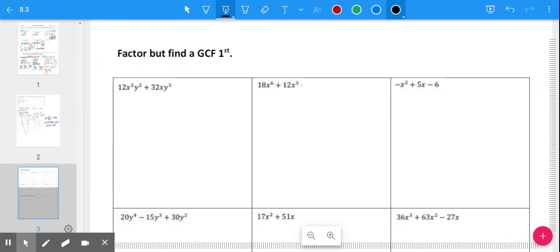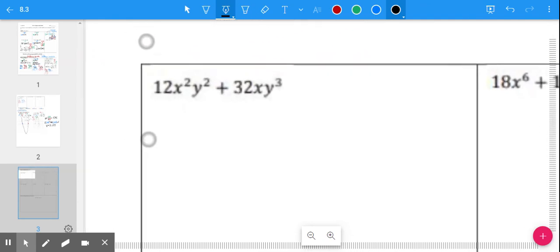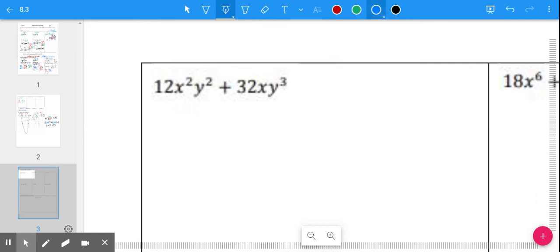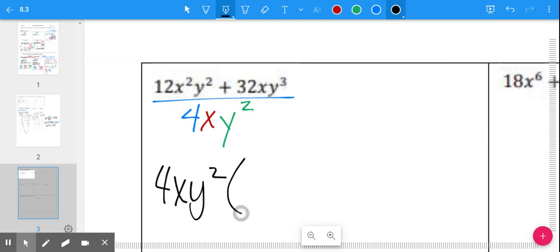So the last page is all about finding a greatest common factor. So when we look at this, what do they have in common? 12 and 32 are both multiples of 4. So I'm going to pull the 4 out of that. Then I have an x squared and an x. So I can take out one of the x's. And then I have a y squared and a y cubed. So y squared is what I'm going to take out. So I'm left with 4xy squared on the outside.